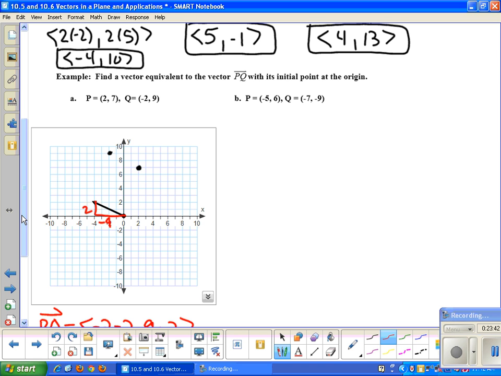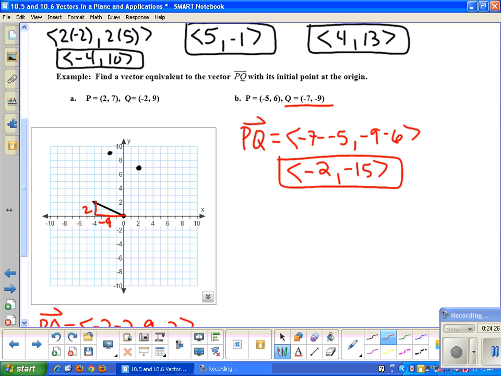So for the next one, let's say I don't have my graph paper with me, so I'm just going to do this one by hand. If I want to find the horizontal and vertical component, then I'm, again, just going to subtract. So PQ component form would be equal to, so this is, again, the terminal point minus the initial point. So your x's subtracted, comma, your y's subtracted. Oops, and that should be an arrow there, not a parenthesis. And then when I do this, I end up with -7 minus -5 gives me -2, comma, -15.